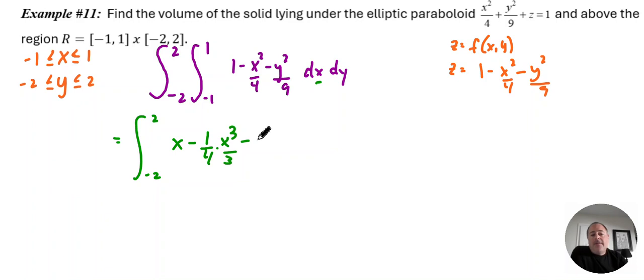And then minus, remember this entire thing here, y squared over 9, is a constant. We're doing it with respect to x, so we integrate this as just y squared over 9 x. And we're going to evaluate this whole thing from -1 to 1, dy.